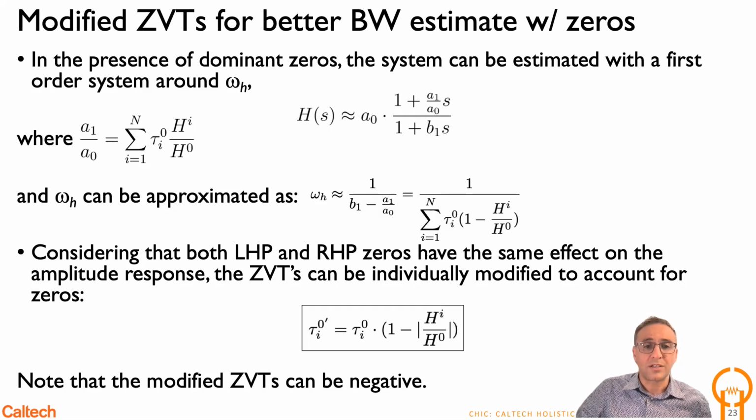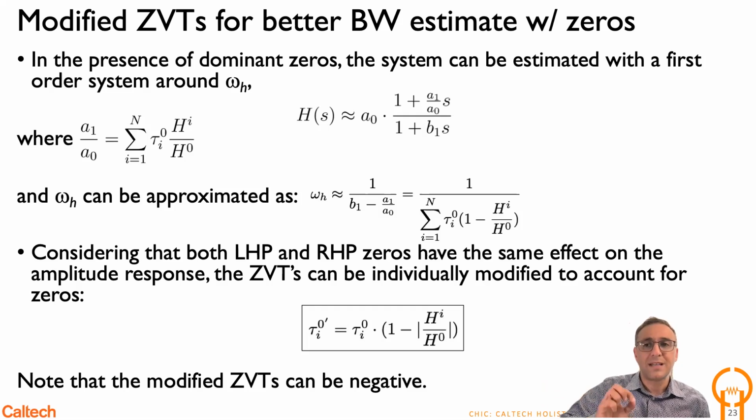You can write it as the sum of tau_i0 times 1 minus H^i over H0. Interestingly, since left half plane and right half plane zeros have the exact same effect on the amplitude response, you should treat them the same way. It doesn't matter if the polarity changes or not, which is why we have an absolute value in the boxed expression.